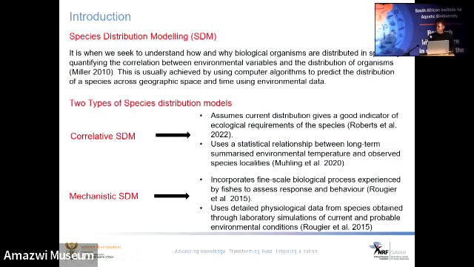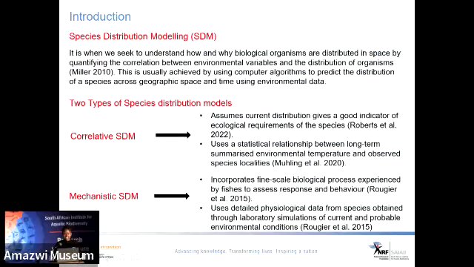What are species distribution models? It is when we seek to understand how and why biological organisms are distributed in space by quantifying the correlation between environmental variables and the distribution of organisms. We have two types of species distribution models. It is your correlative SDMs and your mechanistic SDMs.